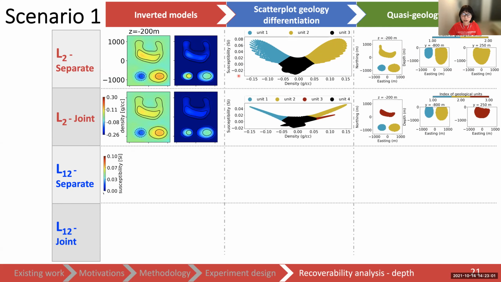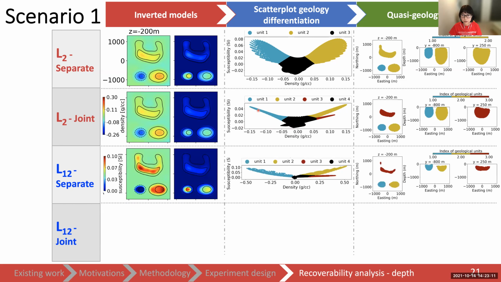In comparison, the L2 norm joint inversion has recovered sharper linear features, and it has recovered all the 3 anomalous bodies. Then from sparse norm separate inversions, the inverted values are elevated, and the volumes of the recovered bodies are shrunk, and also the scattering features in the scatter plot are better defined and separated.